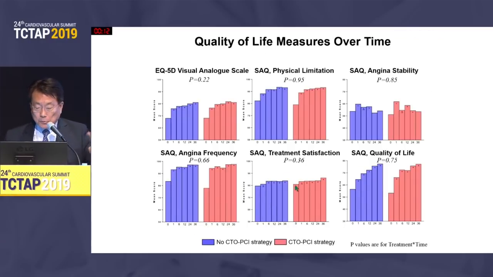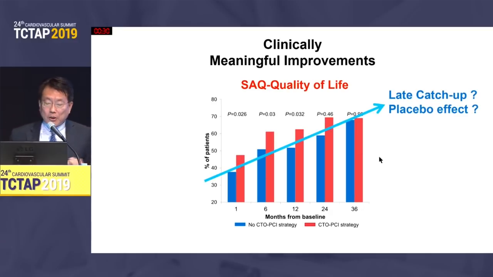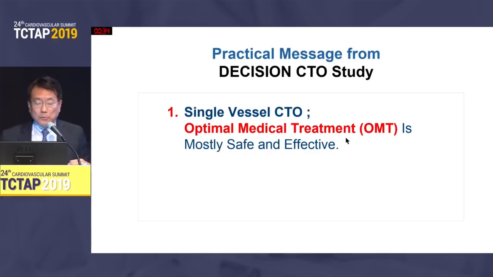To be honest, in the published data, quality of life measurement over time is no different. For large and meaningful improvement, clinical quality of life is a little different. Look at that: statistically different at 1 year. However, at the 3-year follow-up it disappeared. I don't know, maybe it's a rate catch-up, maybe a placebo effect. And exactly the same slide as Dr. Gerald's.